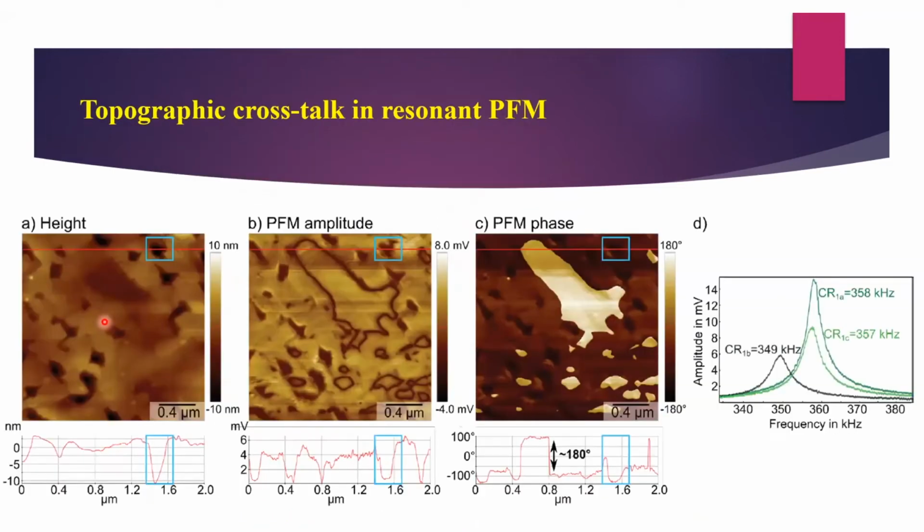An example of this topographic effect is given in this image. We can see the measurement of the amplitude and the phase, and we can see some holes. These holes you can see in the signals of the amplitude and the phase, and these signals are not related to the ferroelectric or piezoelectric response of the material. These are effects of the topography.